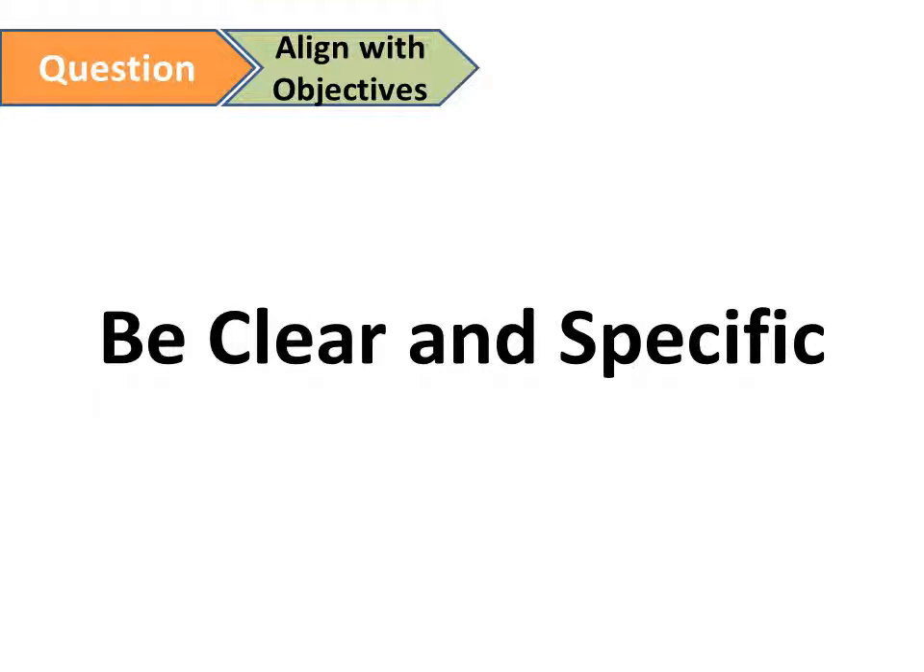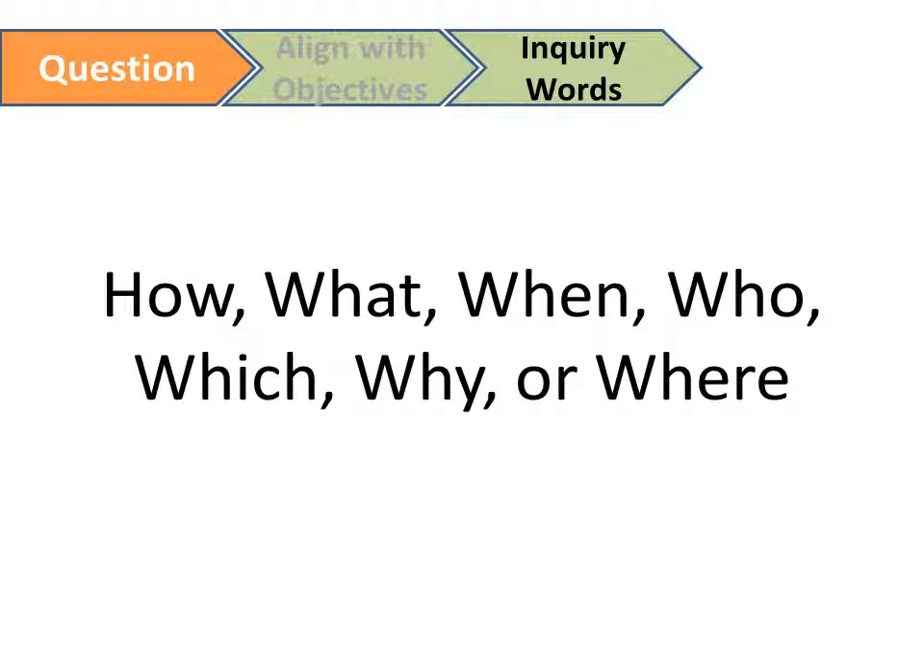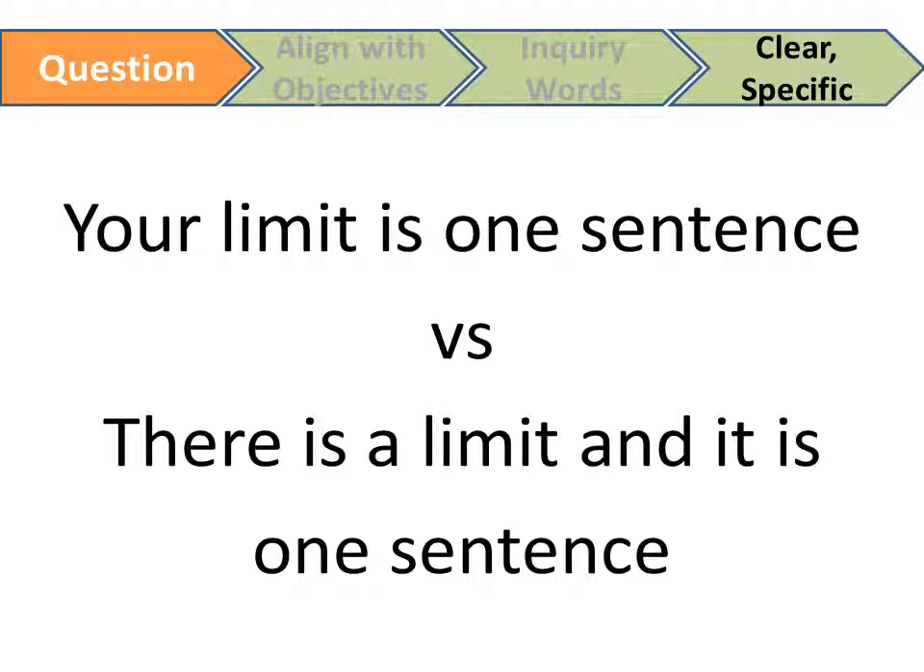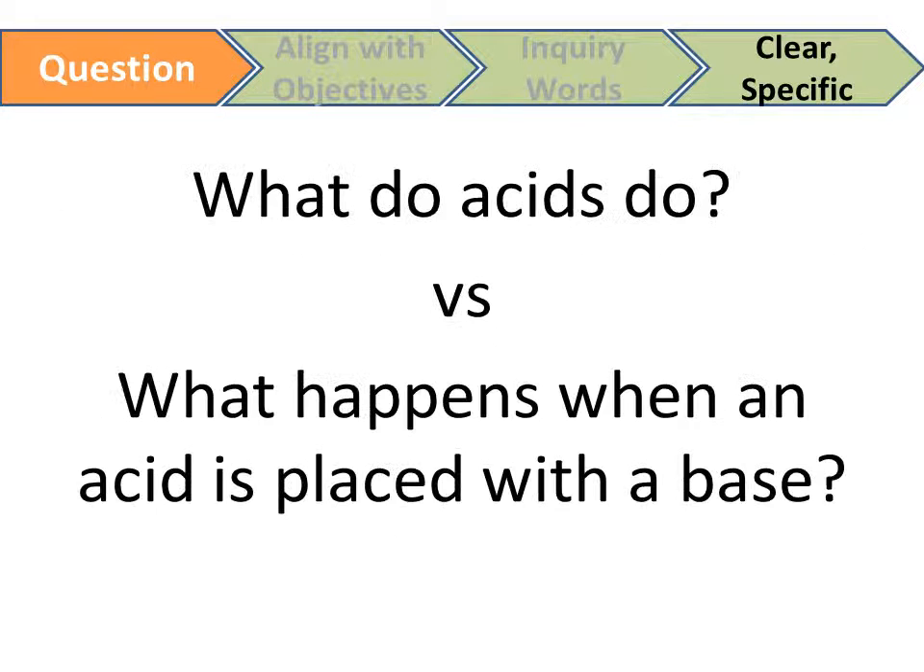Whatever the scope of your question, make sure it's clear and specific. A vague question won't provide enough direction for you to design a successful approach to answer it scientifically. Try to start your question with a scientific inquiry word, like how, what, or when, who, which, why, or where. And keep the question simple. If you can't write it down in one short sentence, it's probably getting too complicated.